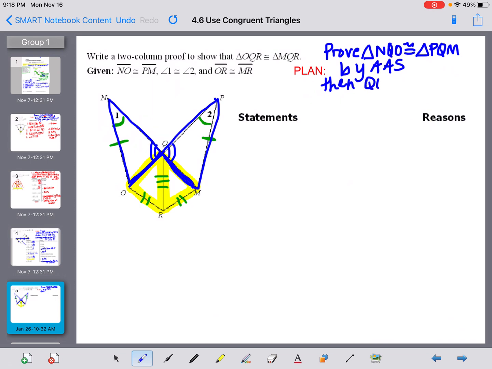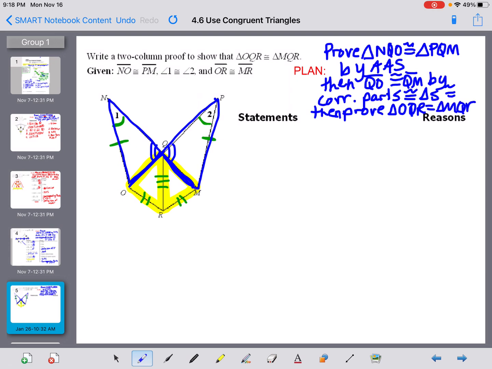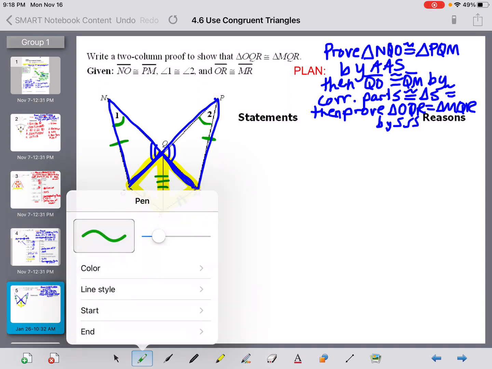QO congruent to QM, and that will be by corresponding parts of congruent triangles congruent. All right, then we can prove our OQR congruent to MQR, and that will be by side, side, side. All right, we've got a plan. Let's go ahead and make it work.